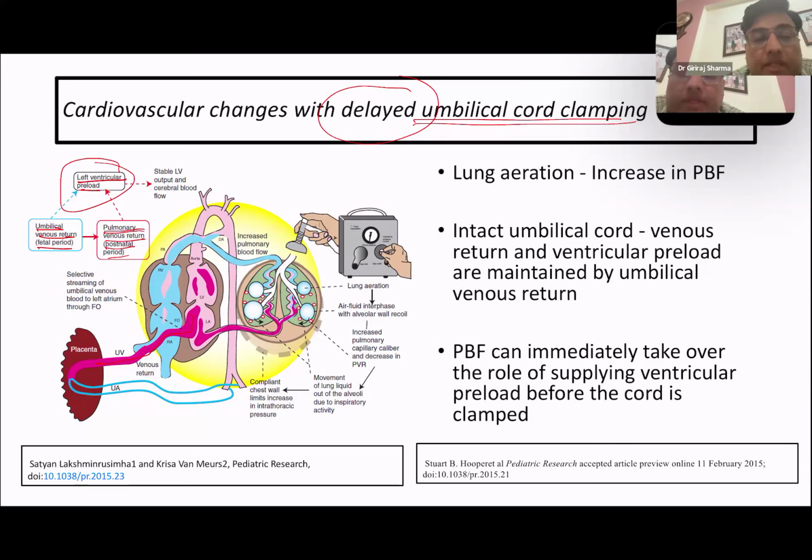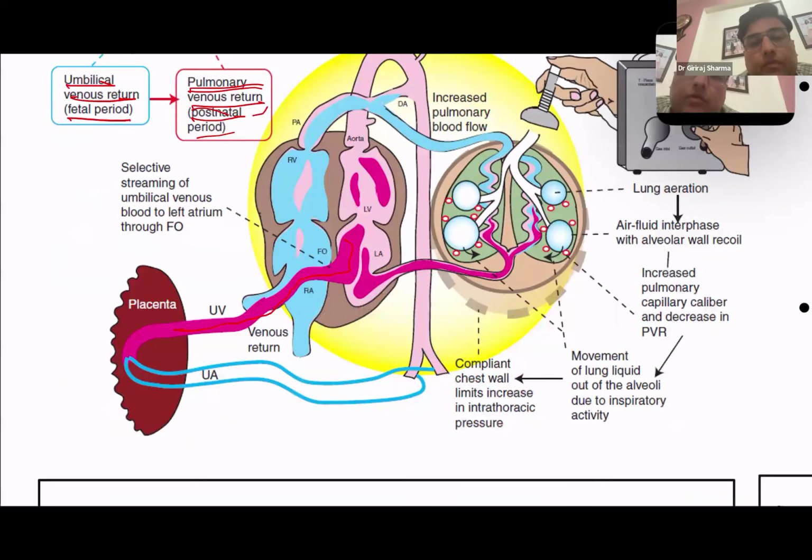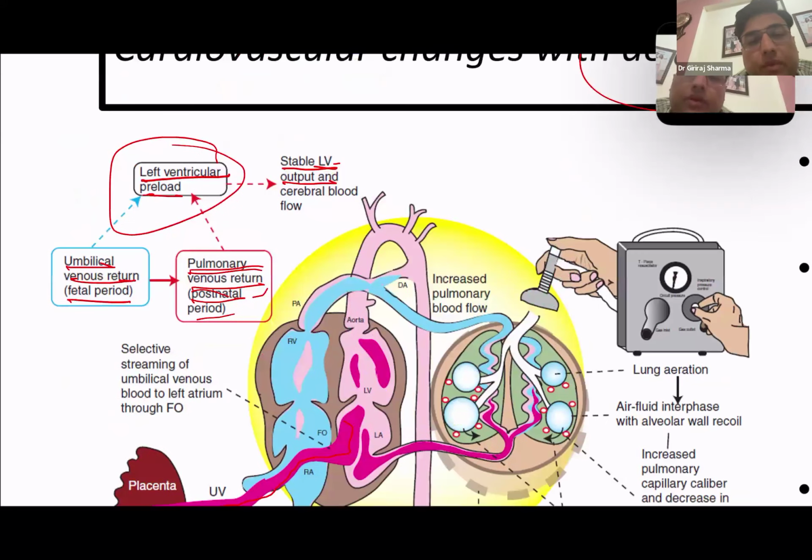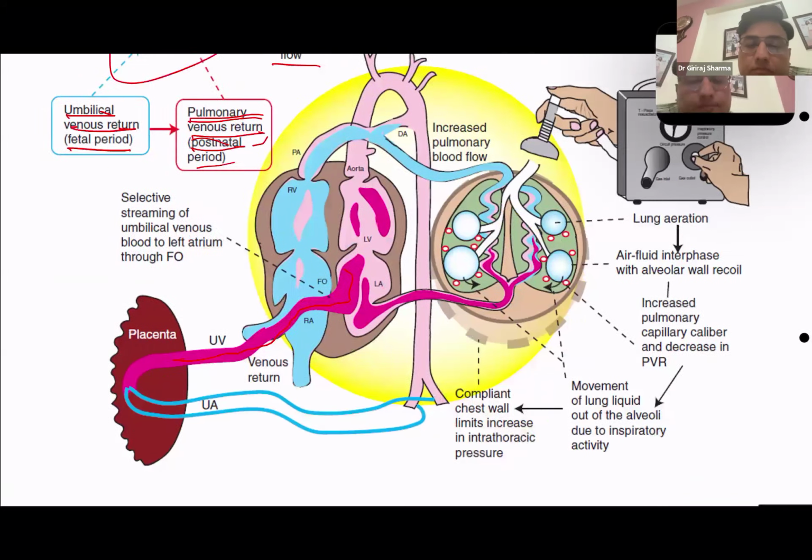Until there is increased pulmonary blood flow, this will supply the preload and there will be stable left ventricular output and cerebral blood flow, because now there is no decrease in preload. So that will supply the preload, cardiac output will be maintained, and cerebral blood flow also will be maintained.